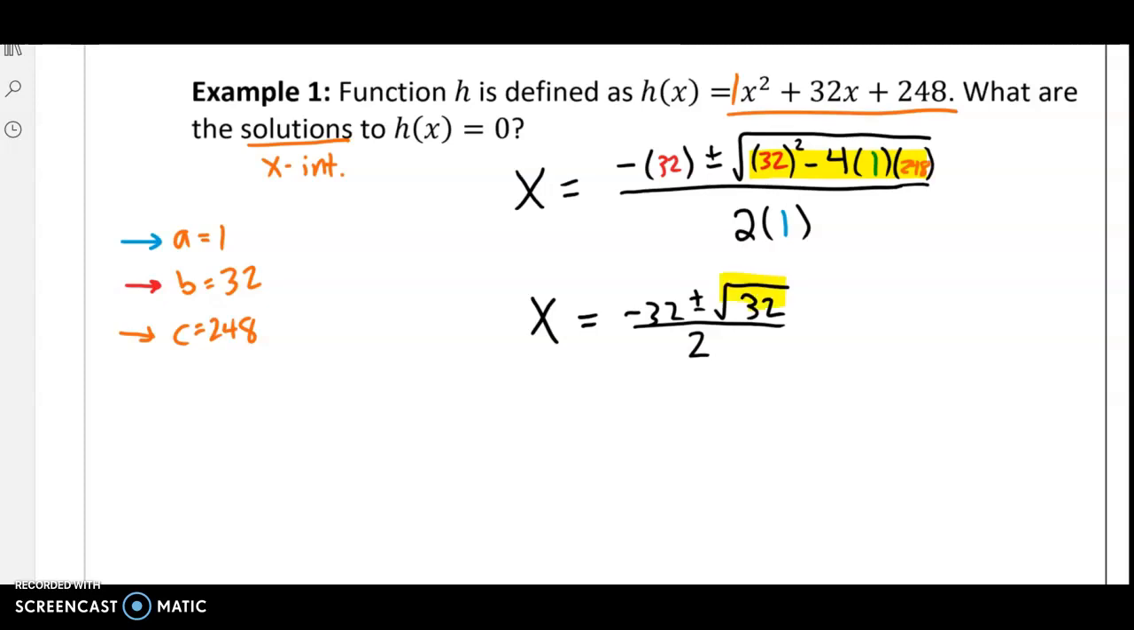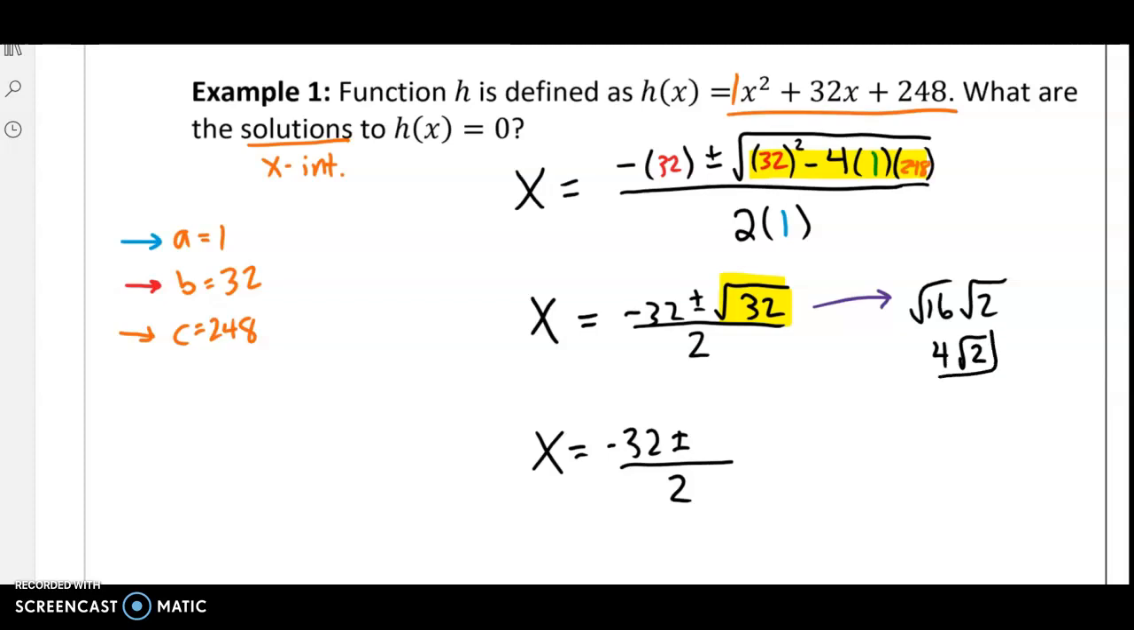Something we learned recently in class was how to simplify a radical as much as possible. So we're going to do that here on the side. The rest of this is going to stay the same for now, negative 32 plus or minus. The bottom is still 2, but we need to simplify the square root of 32. And we're looking for a perfect square that divides into 32, which was 16. 16 times 2 is 32. And the square root of 16 is 4. So this is the simplified version of square root of 32. So we're going to replace it right here.